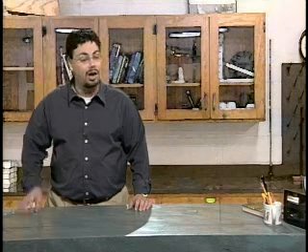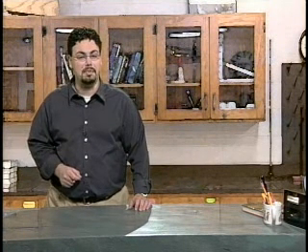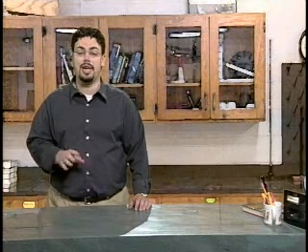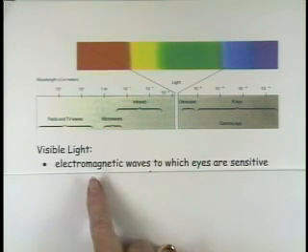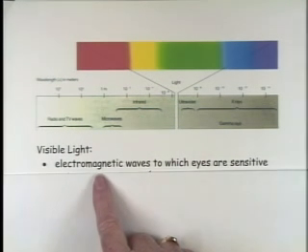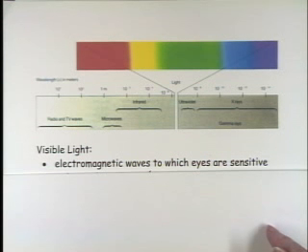Now, while our skin is sensitive to infrared waves, our eyes are sensitive to the next type of electromagnetic wave, visible light. We'll be devoting the rest of the school year to the study of light, but for now, just get the basic facts of light. Visible light is defined as electromagnetic radiation to which human eyes are sensitive.